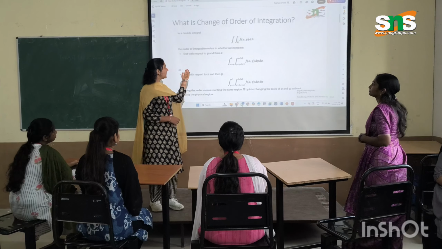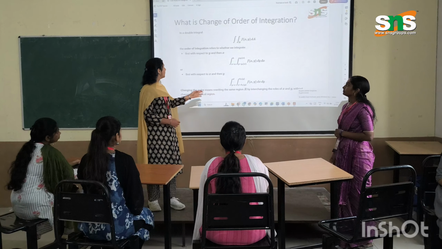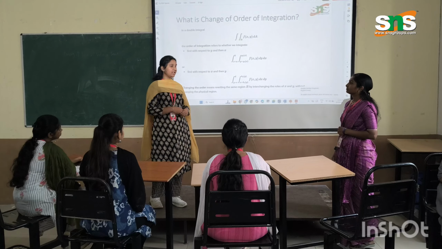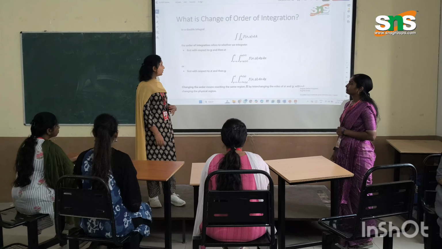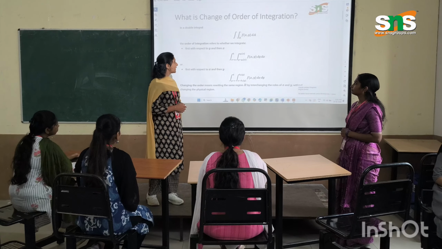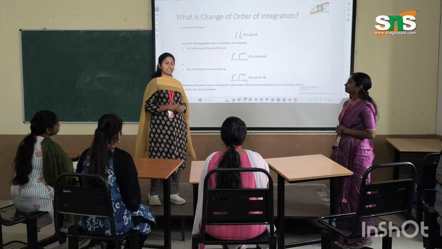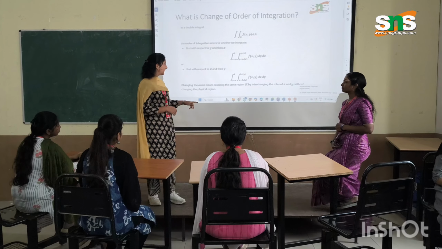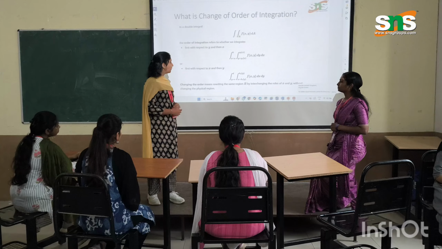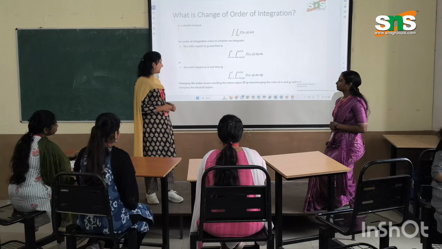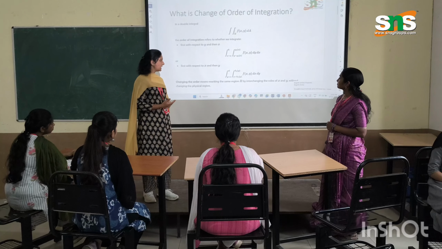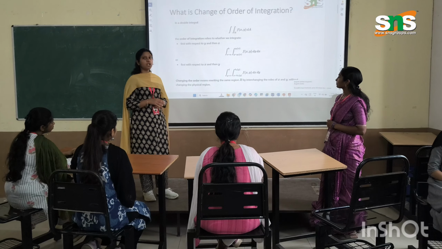In double integration, the double integral over R of f(x, y) dA, the order of integration refers to whether we integrate first with respect to y and then x: integrate x is equal to a to b, integrate y is equal to g1(x) to g2(x) f(x, y) dy dx. Or with respect to x and then y: integrate y is equal to c to d, integrate x is equal to h1(y) to h2(y) f(x, y) dx dy. Changing the order means rewriting the same region R by interchanging the roles of x and y without the change of physical region.